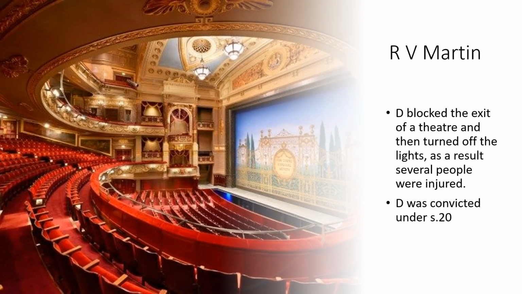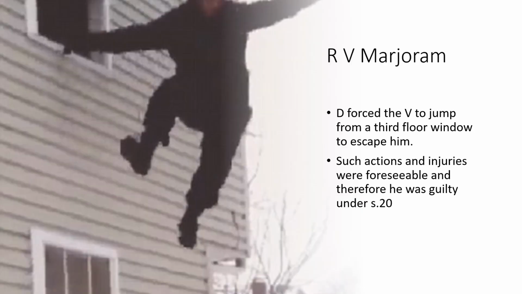And in Martin, the defendant blocked the exit of a theatre in this case as a prank and turned off all the lights, and several people were injured as he shouted fire. They all rushed to the door, and again he was convicted of Section 20 GBH. In Marjoram, very few of these cases so far, people jumping from windows, but of course the defendant forced the victim in this case to jump from a 3rd floor window to escape harm, and such injuries and actions were foreseeable, and therefore he was guilty under Section 20 of the Act.